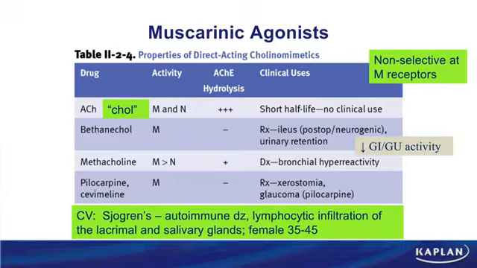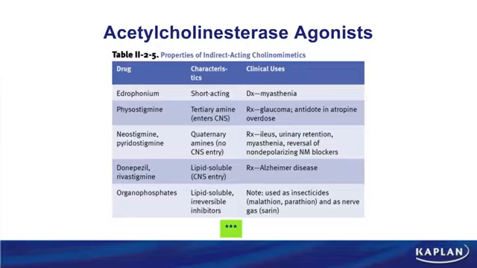This table looks at our acetylcholinesterase inhibitors. For your step 1 exam, this is a very, very important list of drugs. Many different uses for these drugs, many different properties that we have to be aware of. Let's start with edrophonium. Edrophonium is a short-acting drug used as a diagnostic for myasthenia gravis.